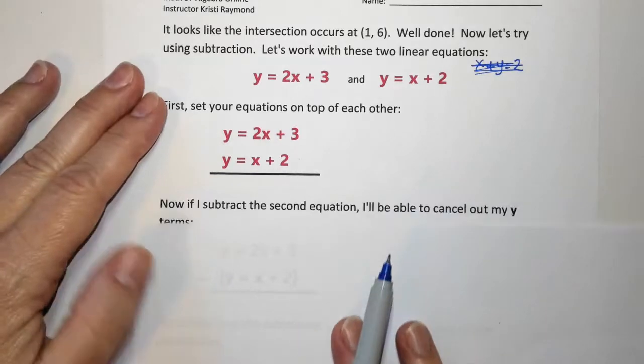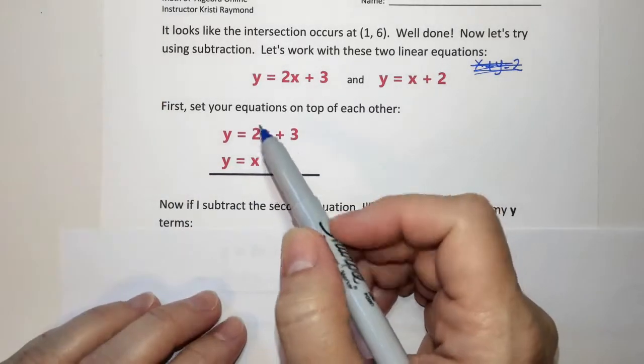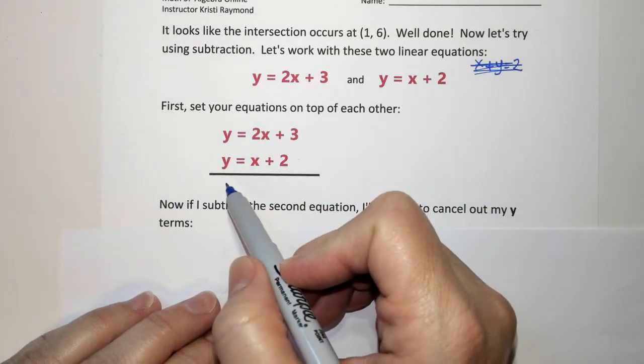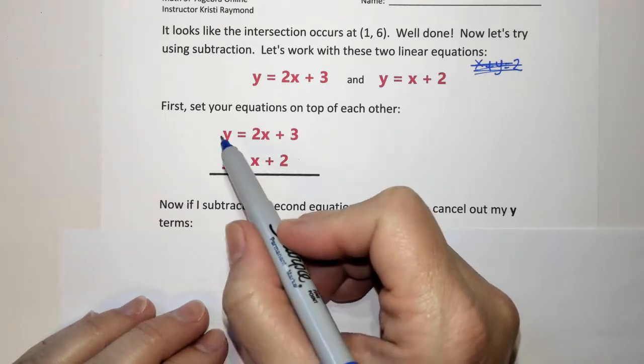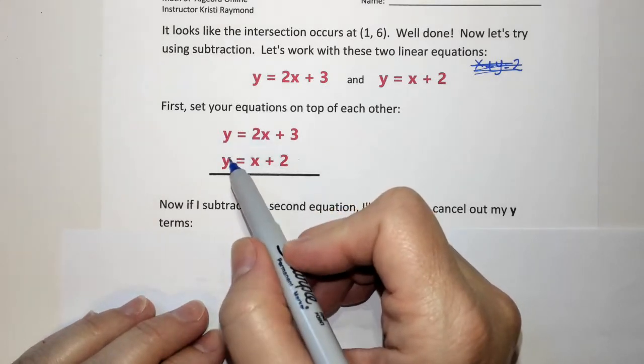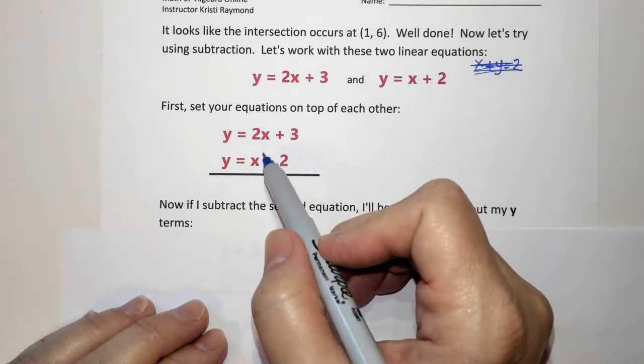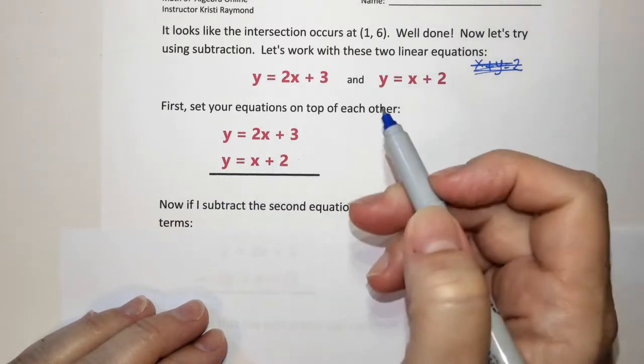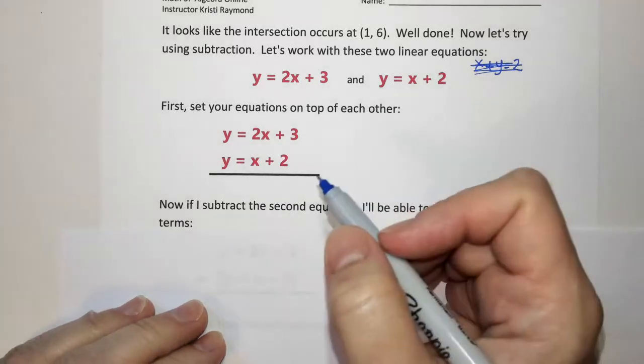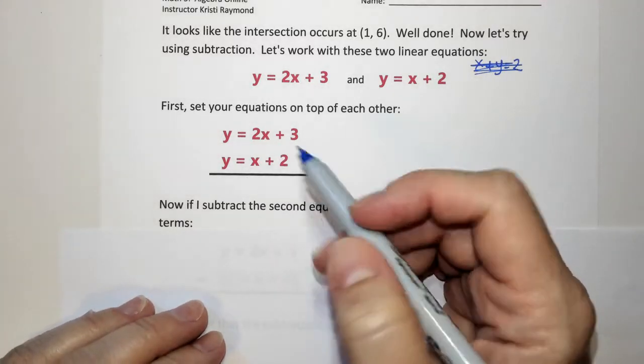Now on the last page, we looked carefully at it and we said, is there any way I can add these in order to cancel out one of my variables? Well, if I add y and y, I'm going to get 2y. That's not going to cancel. If I add 2x and x, I'm going to get 3x. That's not going to cancel. So in this case, you're going to have to use subtraction.